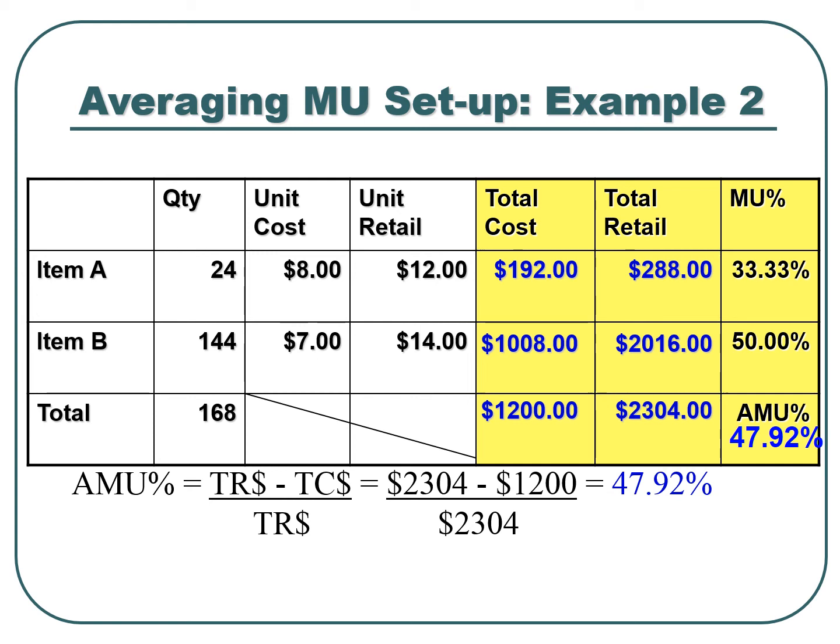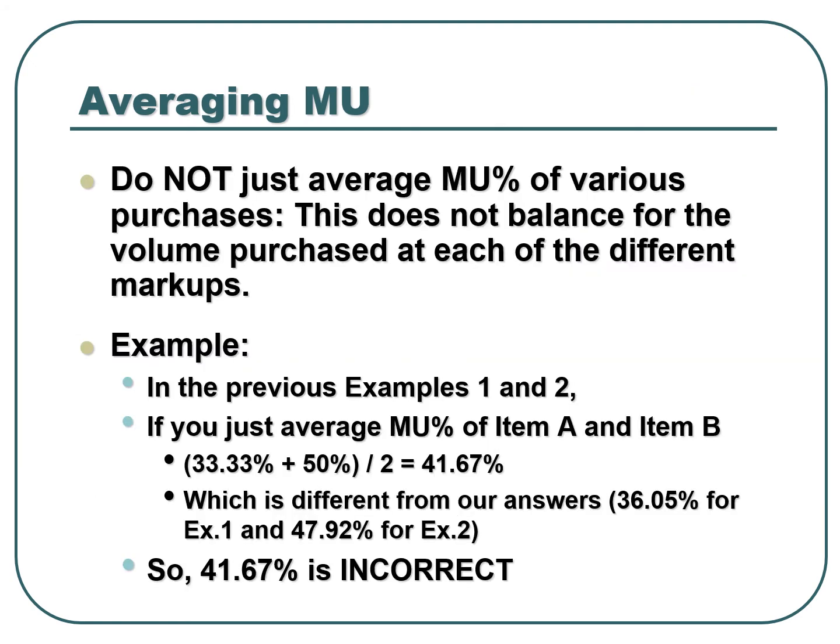So we can see how we're adjusting the proportions of the merchandise in terms of their quantity to lead to the calculation of the AMU percent. And so the AMU percent is, in fact, a weighted average. It's not an arithmetic average. This slide is just to reiterate what I just said. Averaging markup does not mean you just average the markup percents of the various purchases, because that is not going to balance for the volume purchased at each of the different markups, right?